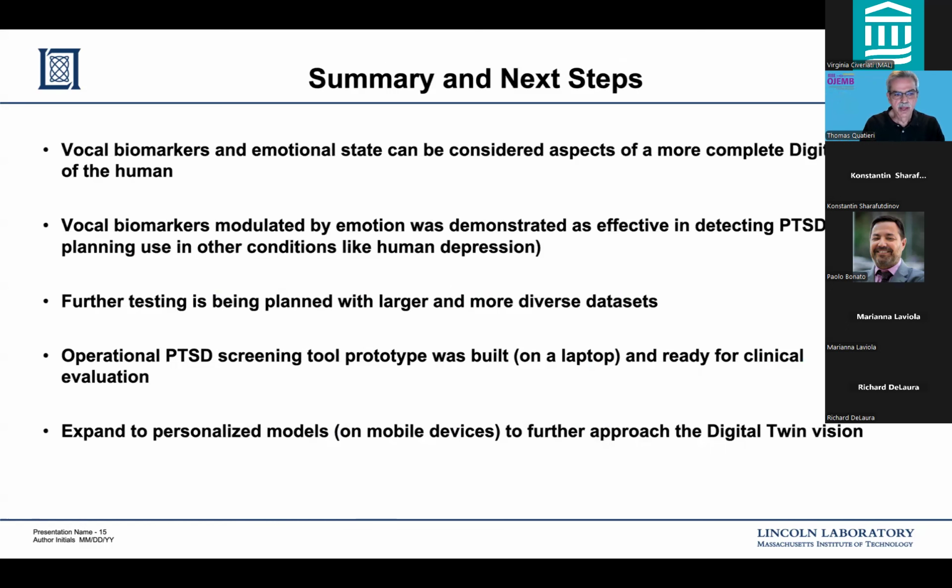So, in summary, what have we done today? We've shown that vocal biomarkers and the emotional state can be considered aspects of a more complete digital twin of the human. Vocal biomarkers modulated by emotion were demonstrated as an effective means to detect PTSD. We are planning to use the same approach in other conditions like depression. Clearly, we need additional testing and validation, which is now being planned with larger and more diverse data sets.